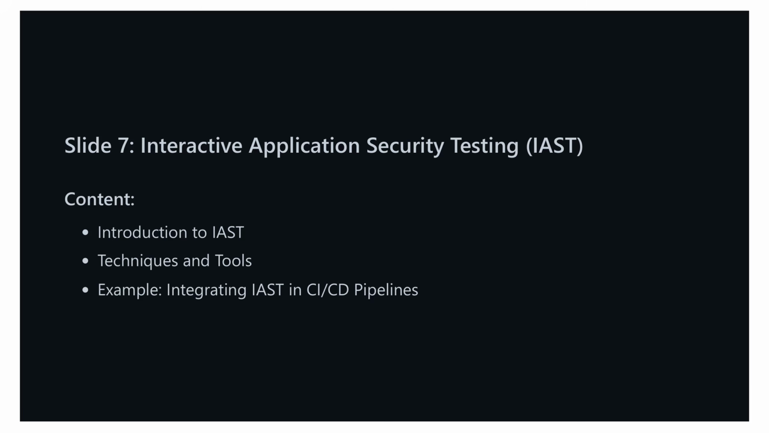The practical example will illustrate how to integrate IAST into your CI/CD pipeline, enabling automated and continuous security checks throughout the software development lifecycle. Next, in Slide 8, we will cover Software Composition Analysis, SCA. We'll introduce SCA, discuss the techniques and tools involved, and provide a concrete example of running dependency-check to identify vulnerabilities in third-party libraries with dependency-check --project my-project --scan /path/to/project.